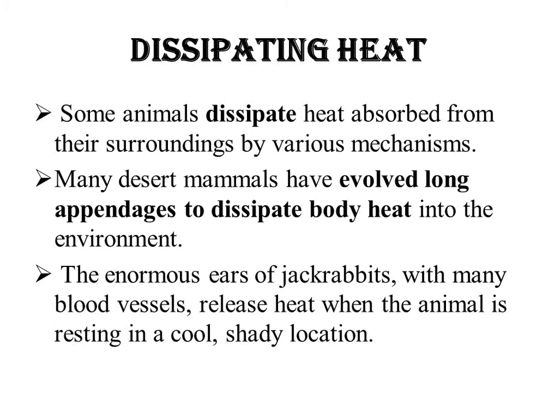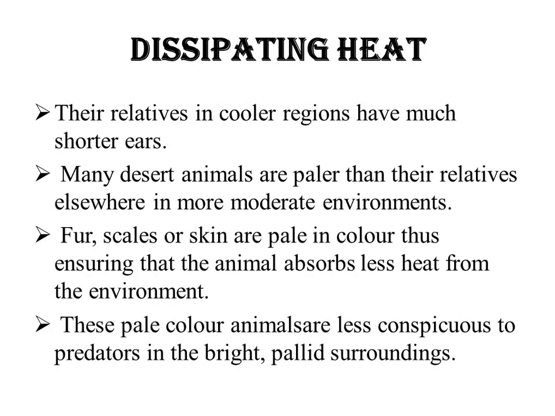These mechanisms are shown by the desert animals, mammals also. They have evolved long legs, long appendages so as to dissipate maximum amount of heat from their body into the surrounding environment. The enormous ears of the jackrabbit with many blood vessels release heat when the animal is resting in cool and shady location. Their relatives in cooler region have much shorter ears.